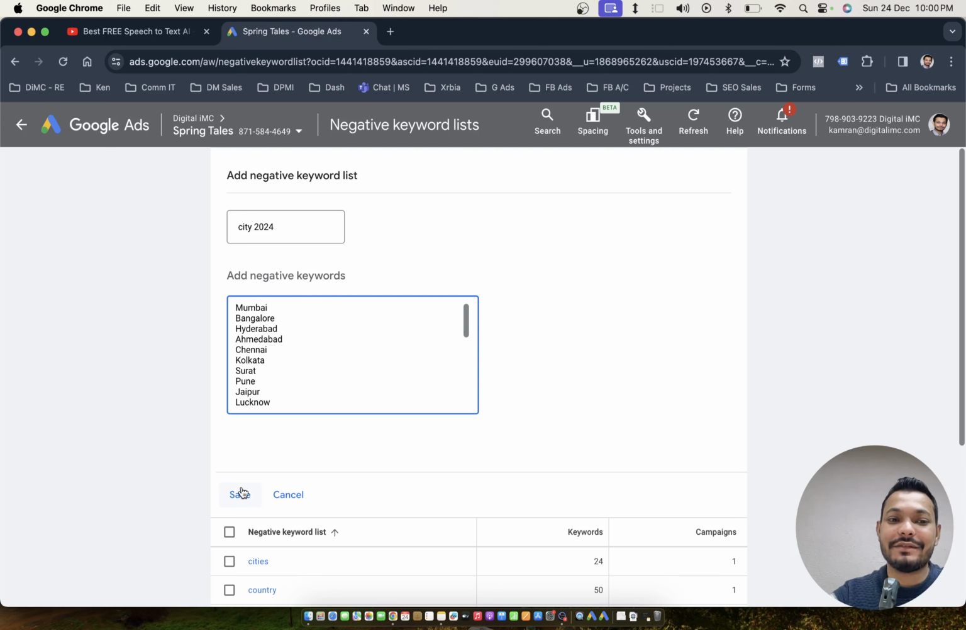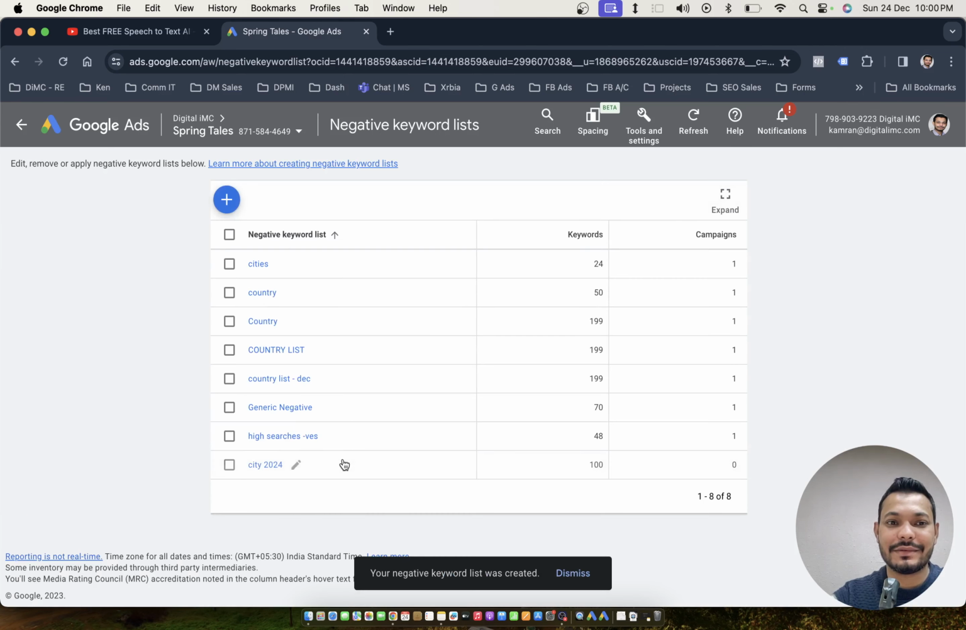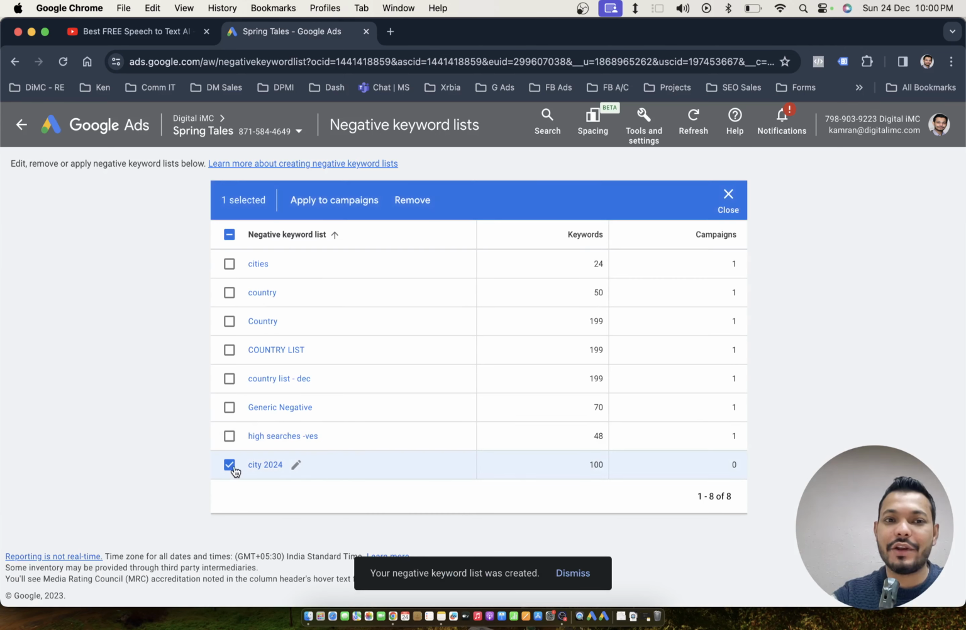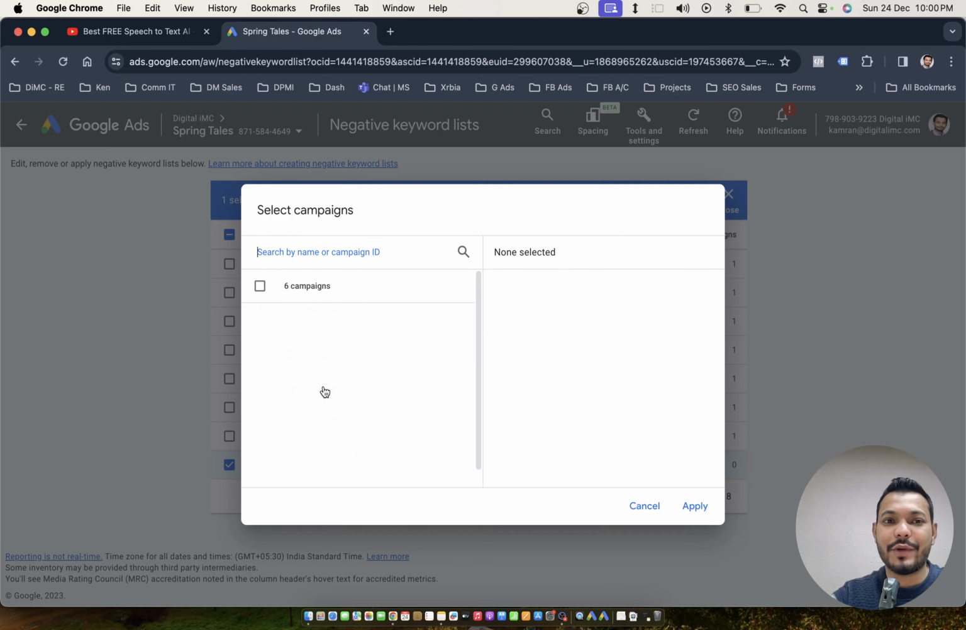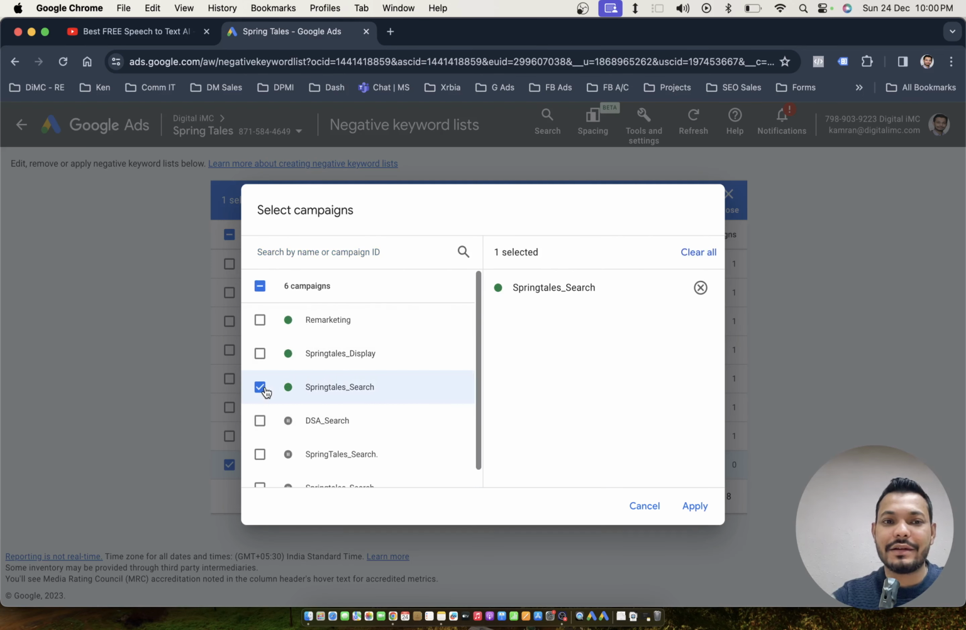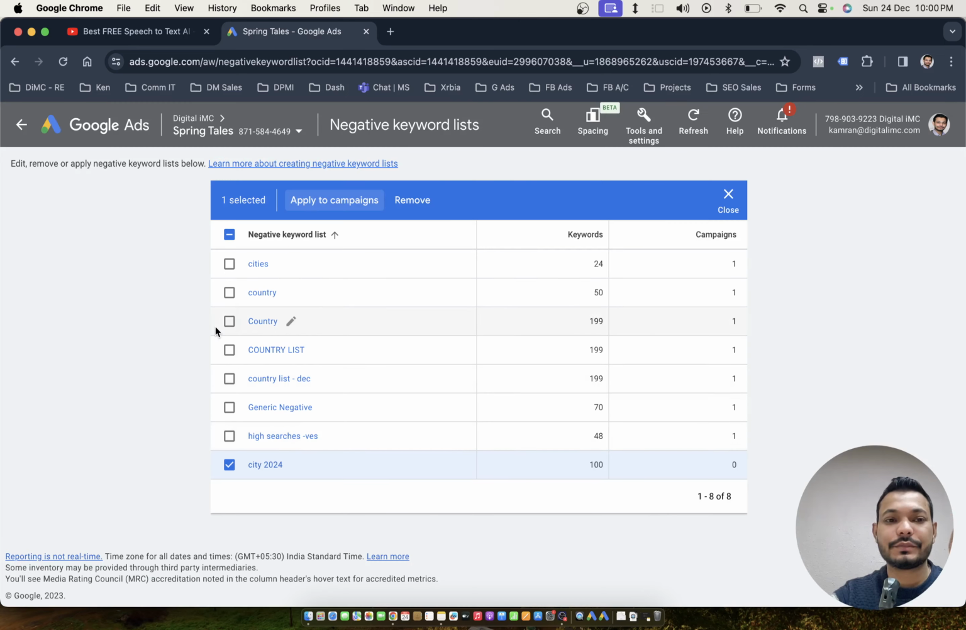And then you simply save this list, something like this. And this time you click on this list, click on add to campaign and link this list to the campaign by clicking on the apply button. I'm not doing it now, but you know how to do it.